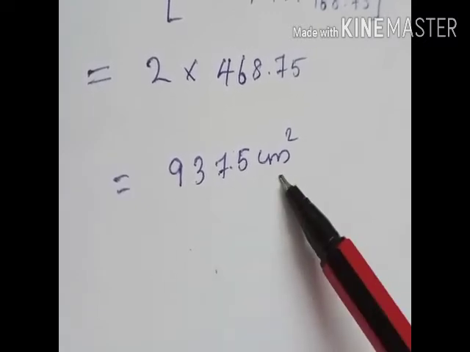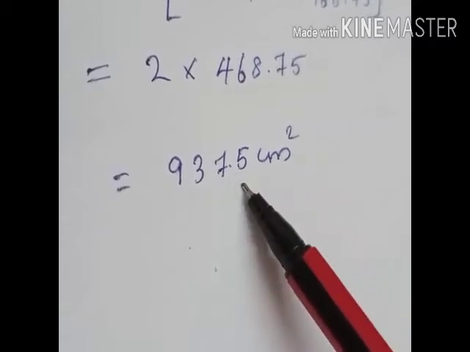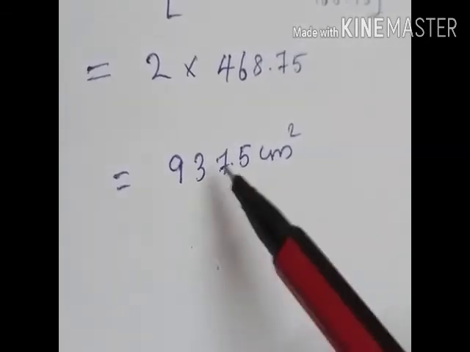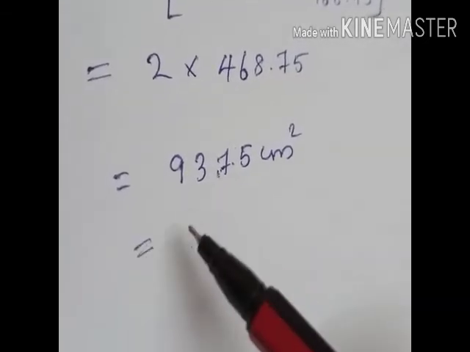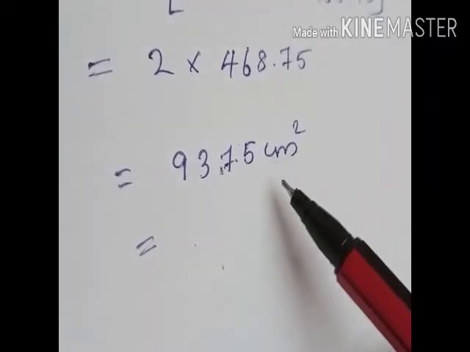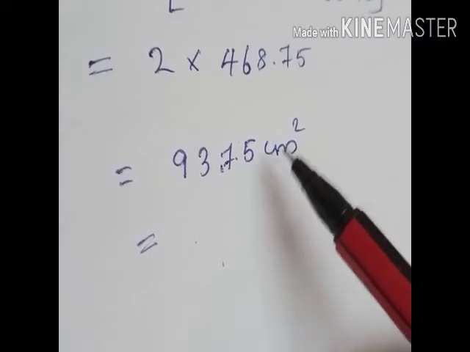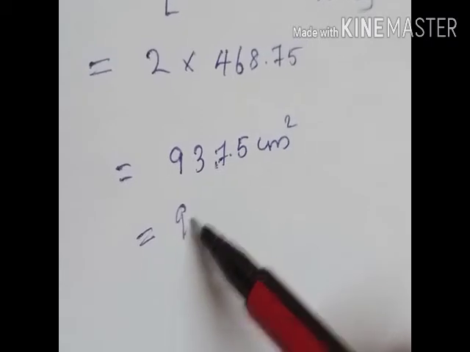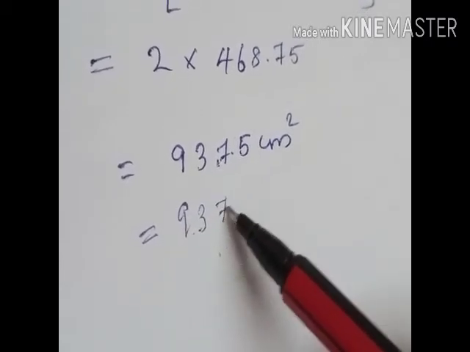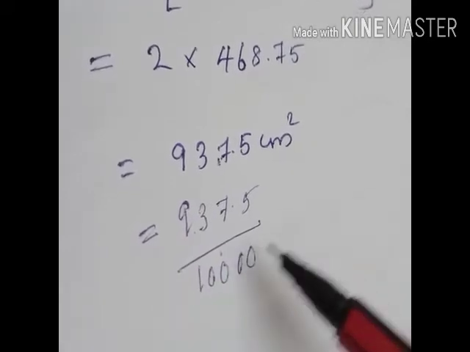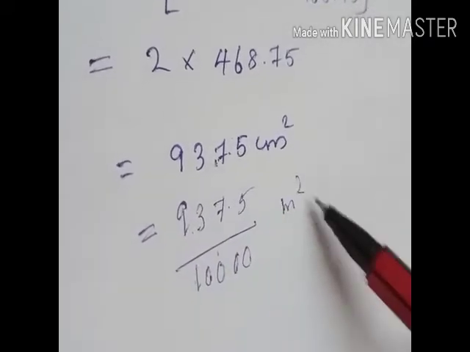So the area is in centimeter square. But in the question, the area to be covered from the container is given in meter square. So we should convert this into meter square. To convert centimeter to meter, what should we do? Divide by 100. So centimeter square to meter square, we divide by 100 into 100. That is 937.5 by 100 into 100, which means 10,000. So now it will be meter square.